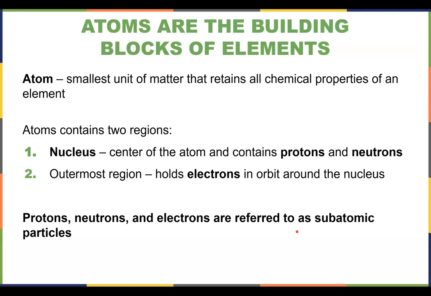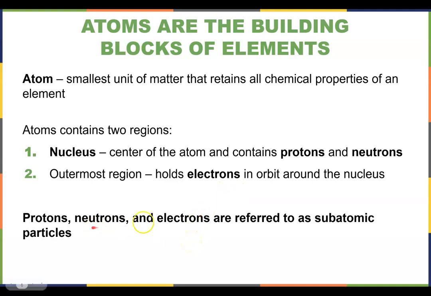So atom, again, is the smallest unit of matter, and it retains all the chemical properties of an element. Atoms contain 2 regions. There's a center region called the nucleus and an outer region which holds electrons. The nucleus, the center region, is a little positive. It contains protons and neutrons. The outermost region is a little more negative, and that contains electrons.